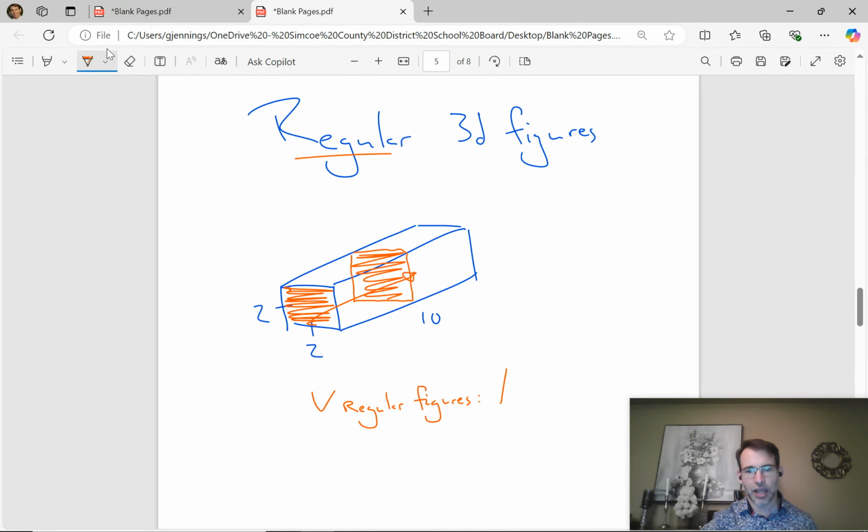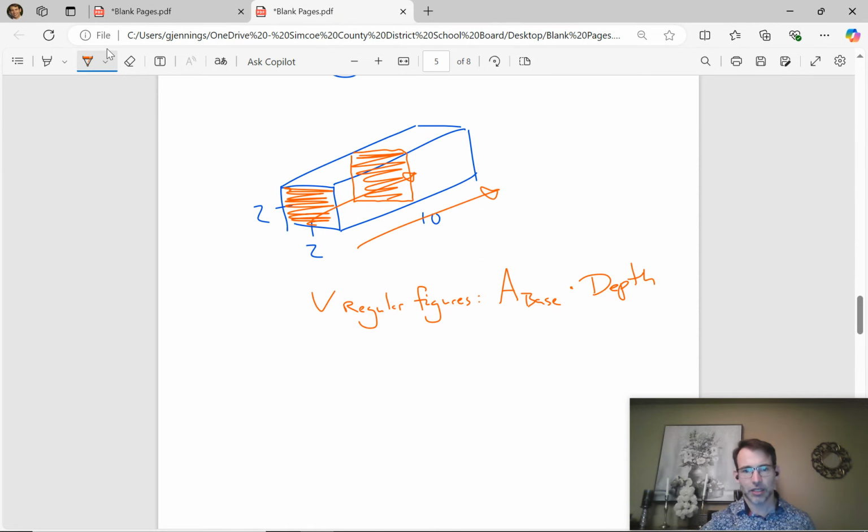is always area of the base multiplied by the depth. Like this is the depth dimension. Okay, so in this case, the area of the base is 2 times 2. It's a square, and the depth is 10.